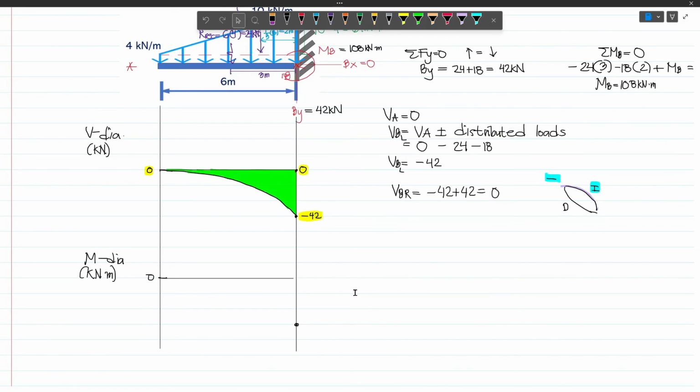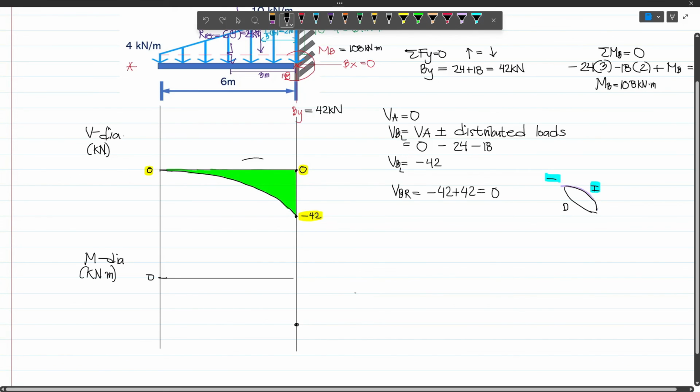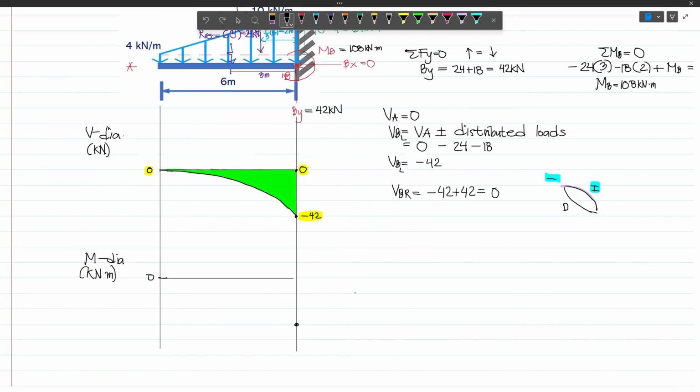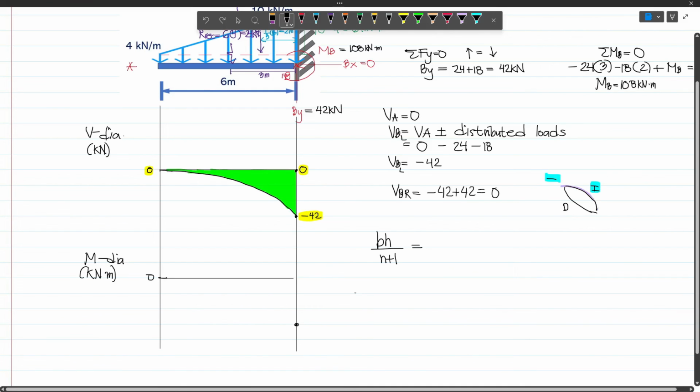However, dito usually nagkakamali yung mga students because they will just directly apply the Spangel formula dito. And then diba, our Spangel formula is BH over n plus 1. And then they will use that dito. And so they will have this one. Their base is 6 meters. And then yung height is 42. And then divided by n plus 1.